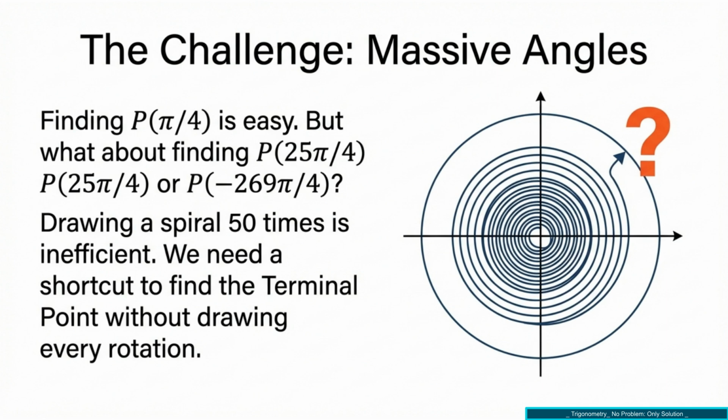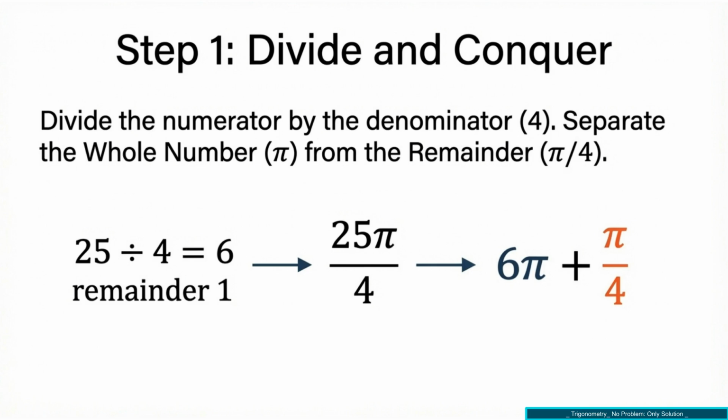Finding the terminal point for small angles like pi over 4 is easy, but what about massive angles? We need a shortcut to avoid drawing every rotation. Our first step is to divide and conquer. Divide the numerator by 4. Separate the whole number of pi from the remainder, which will be a multiple of pi over 4.